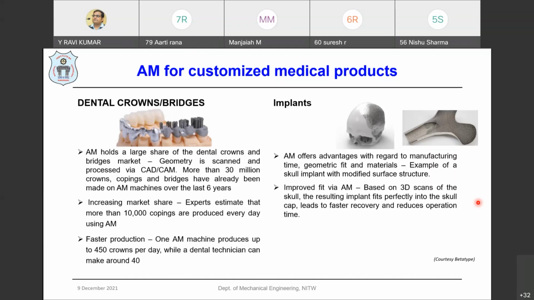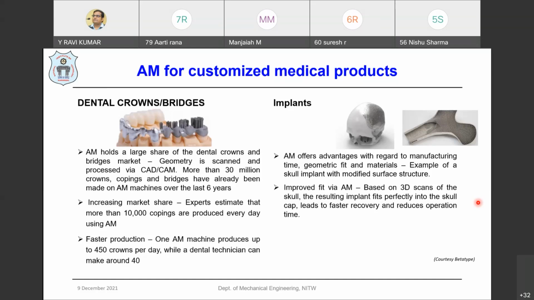Even for implants, we need a highly geometrically fit, and with respect to the particular material, for skull implants or knee implants, a highly modified surface finish or surface structure is required. That can be made with the metal AM process, either DED technology or powder bed technologies. Whenever we need highly lattice or porous structures, we have to go with powder bed fusion systems to manufacture such highly porous materials.